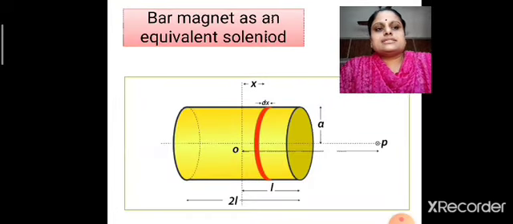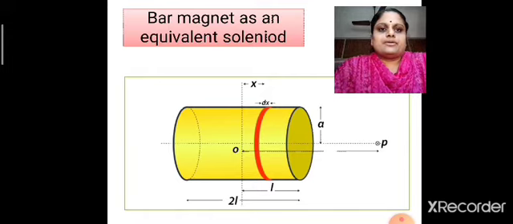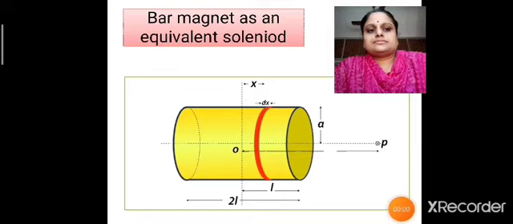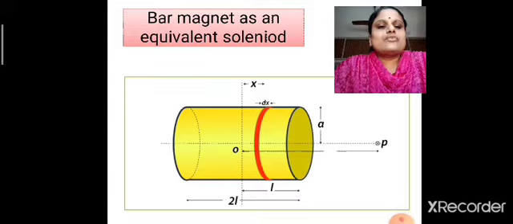Now let us discuss bar magnet as an equivalent solenoid. You are all familiar with a solenoid. A solenoid is nothing but a coil of wire. So let us take a solenoid coil of length 2L and radius a. Let dx be a small section of this solenoid. Let O be the center point of the solenoid and P be any point along the axis of the solenoid.